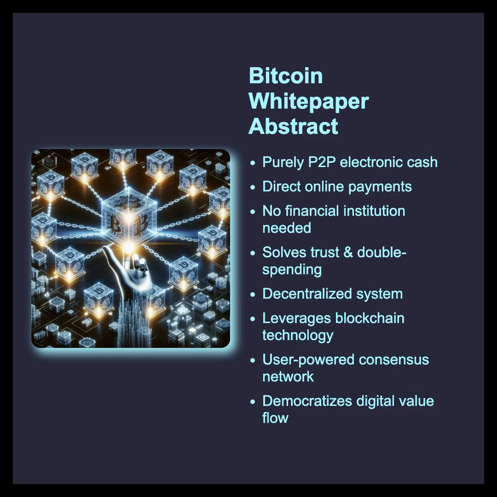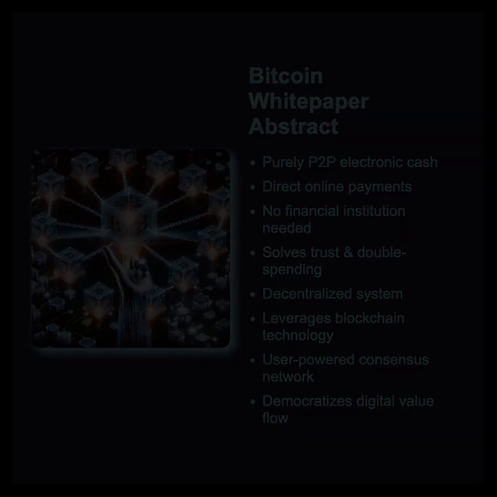The introduction further elaborates on the decentralized approach, which is the cornerstone of Bitcoin's design. By leveraging a distributed ledger, known as the blockchain, Bitcoin operates on a consensus network that is powered by its users, thus eliminating the need for a central authority and democratizing the flow of digital value.